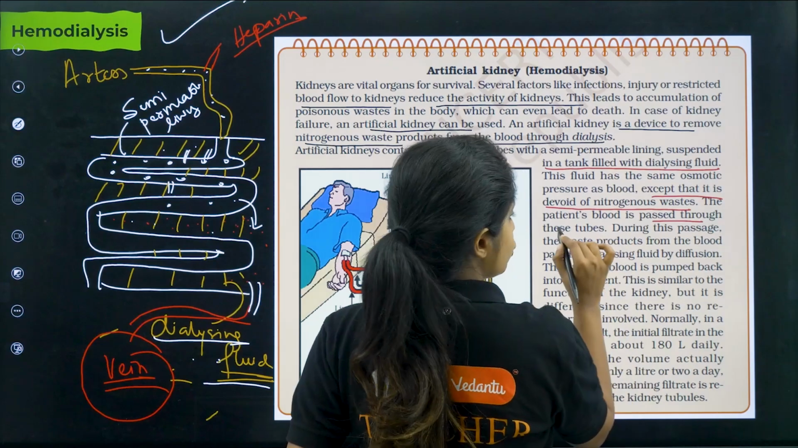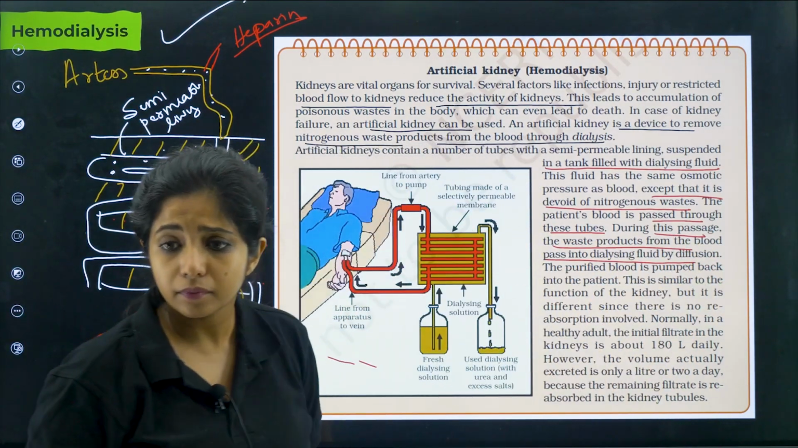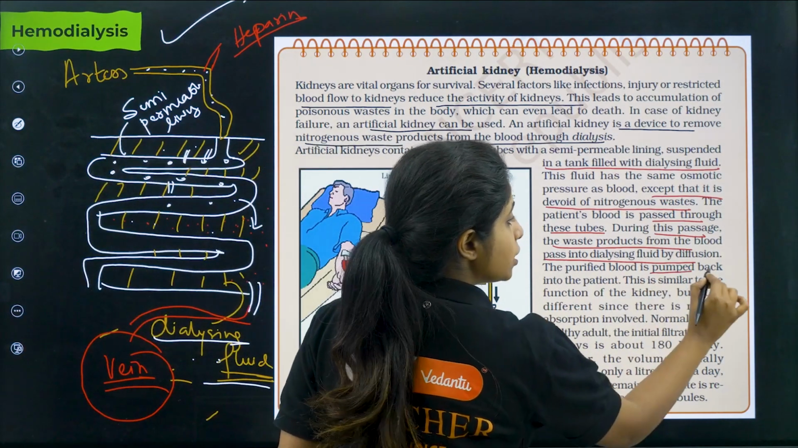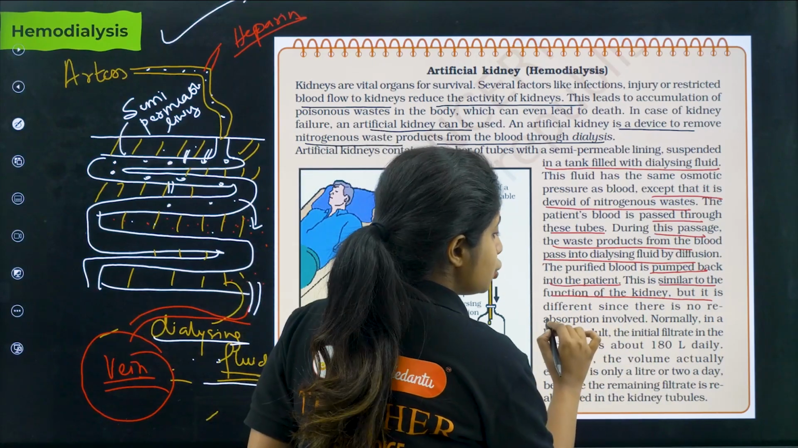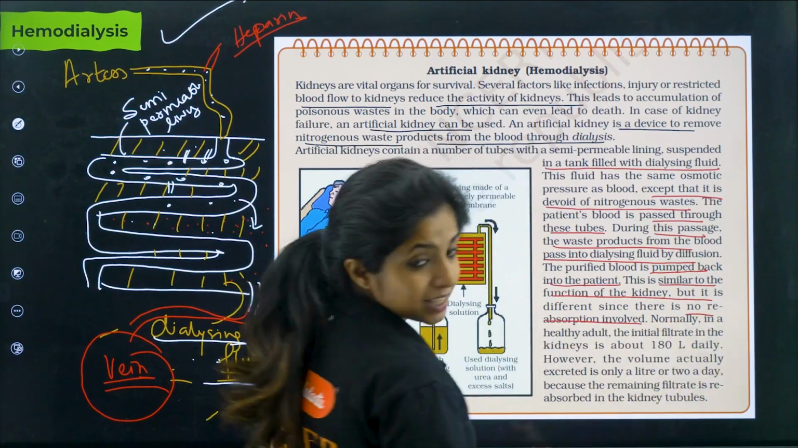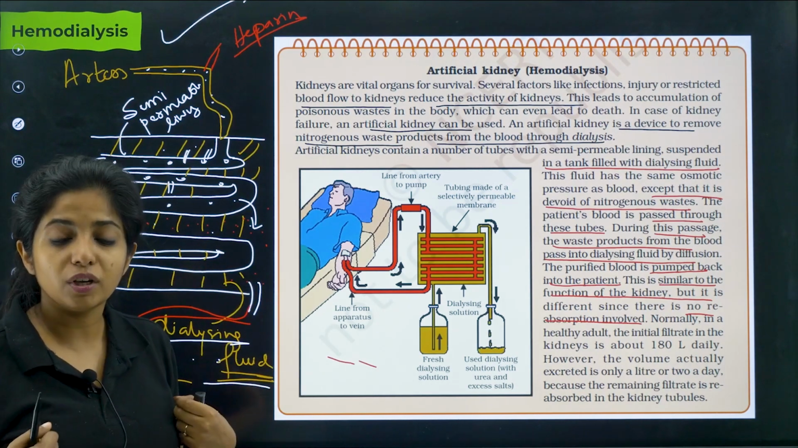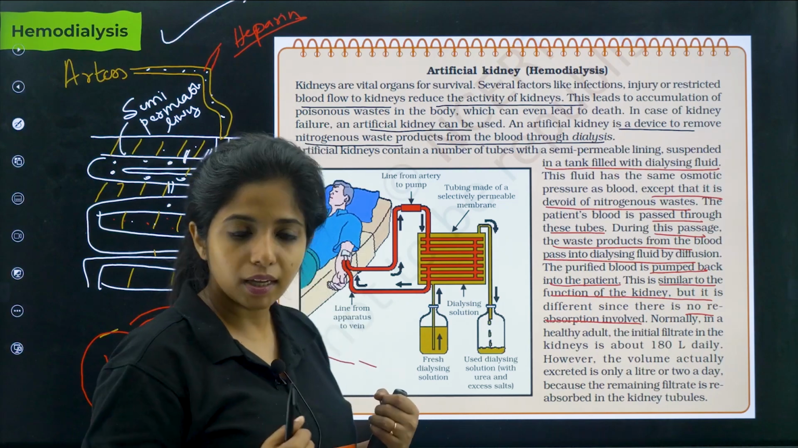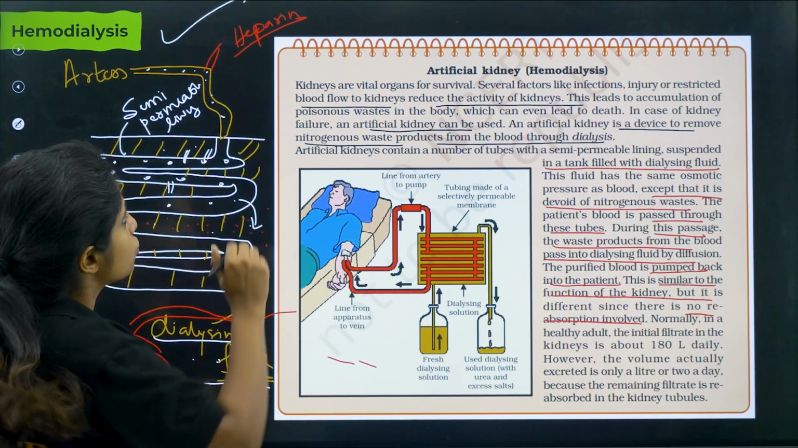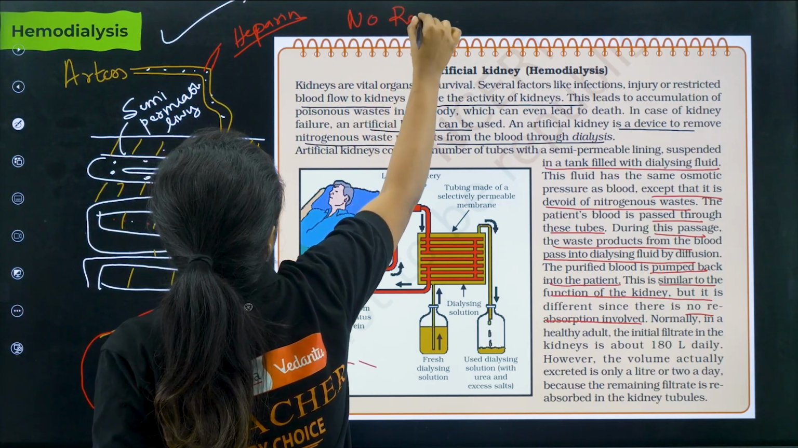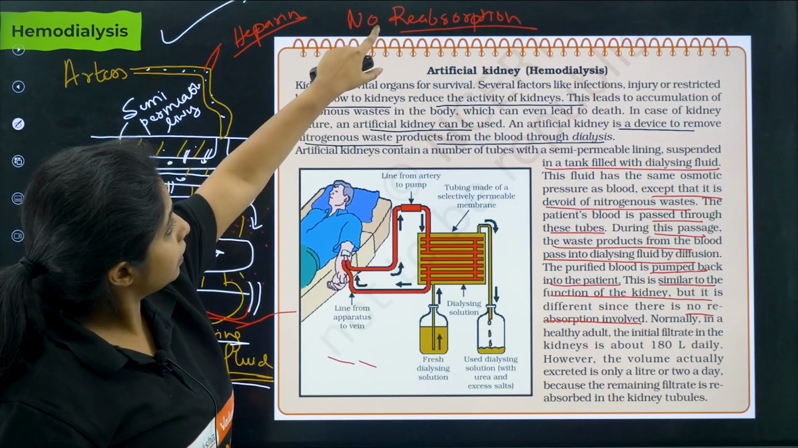The patient's blood is passed through these tubes. During this passage, the waste products from the blood pass into the dialysing fluid by diffusion. The purified blood is pumped back into the patient. This is similar to the function of the kidney, but it is different since there is no reabsorption occurring. Is there any reabsorption occurring, children? No. There is no selective reabsorption, because selectively important things are not getting taken back. Please remember that, no reabsorption is there.